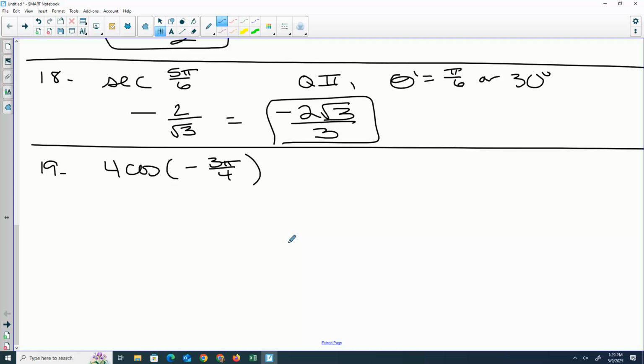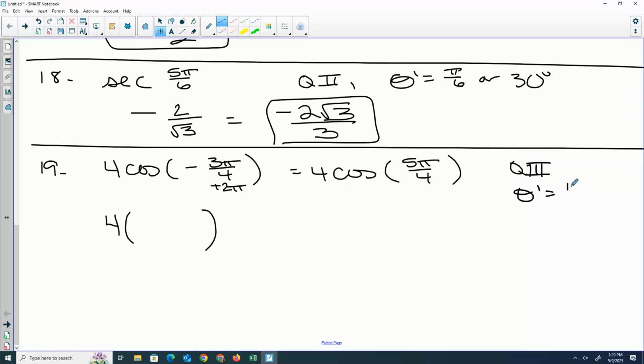With the negatives, we typically try to make it positive first. So we know if it's degrees, you add 360. If it's radians, you add 2 pi, finding that coterminal angle. So 3/4 plus 2 is 5 pi over 4. All right, this 4 is just going to get multiplied along. What quadrant is 5 pi over 4 in? Third. Reference angle is pi over 4, or 45 degrees.